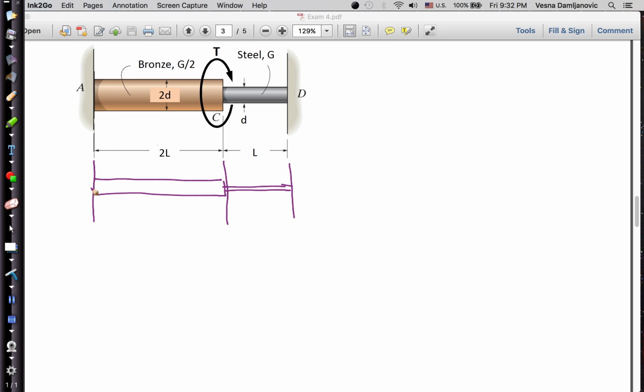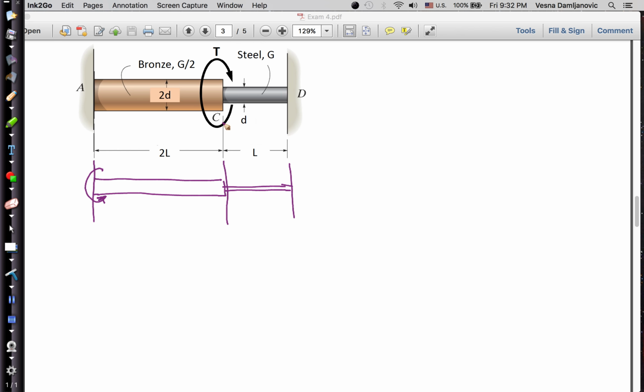It's a statically indeterminate problem, right? We have two walls, so we have two reactions, and we only have one equation for the torque. So how do we calculate the second one? And that's where we need to use our method, okay? So first you get rid of the walls. For torsion, you get rid of both walls. In axial, we just got rid of one wall, and then we did some complicated stuff. Here, it's super easy, okay?